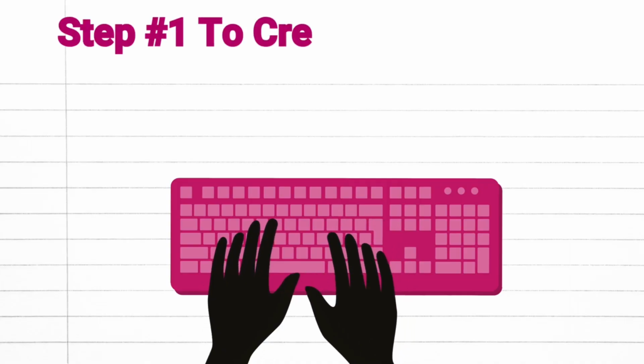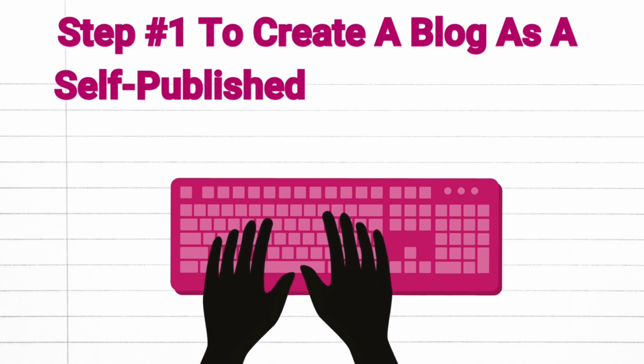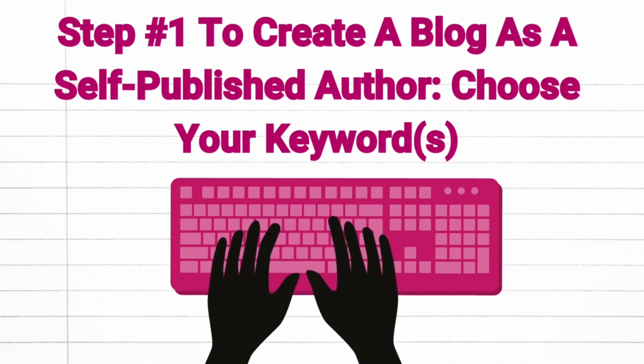So step number one for how to start a blog as a self-published author is to choose your keyword. Now, this is the part about blogging that most people don't know when they're first starting. But if you invest in a training, invest in a coach, you'll find this out. But I'm going to tell it to you for free right here on YouTube, right? You have to have a blog that is keyword optimized if you want it to be found in search. So let's break that down.